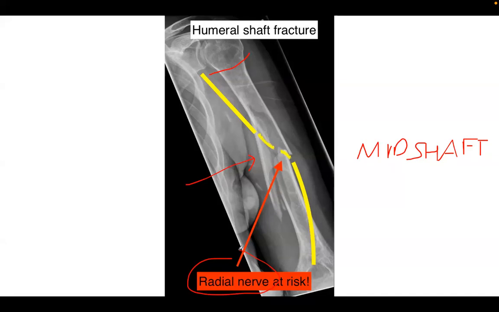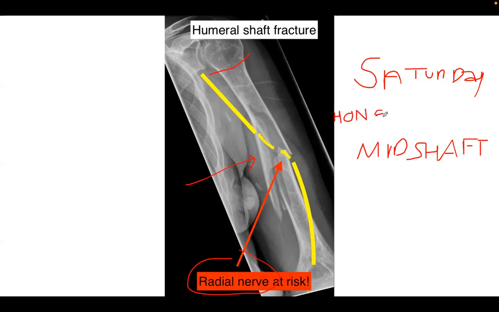Now, question, if the radial nerve is damaged, what do we call this palsy? Now, the wrist drop is correct, but there is a specific name for a radial nerve palsy. The radial nerve palsy is also known as Saturday night palsy, as well as the honeymooner's palsy.